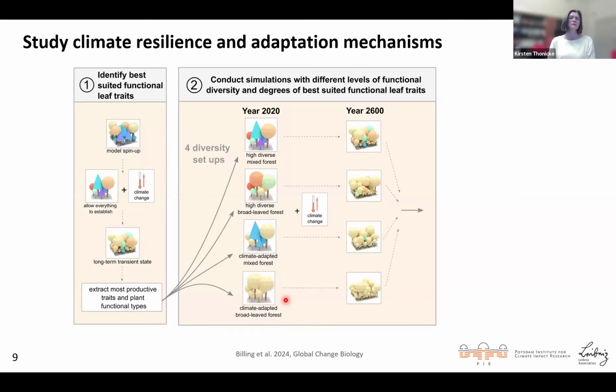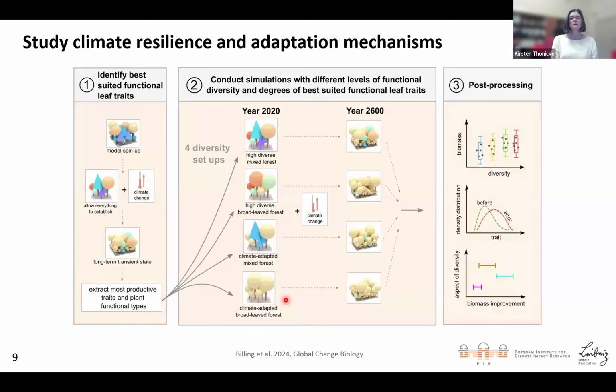Let us do this and run long-term simulations until the year 2600, so that we have several generations of forest and can check the forest adaptation. And so we could look at the effect of those diversity experiments on biomass, what would be the trait shifts and the other underlying mechanisms, and what would be the aspects of diversity.